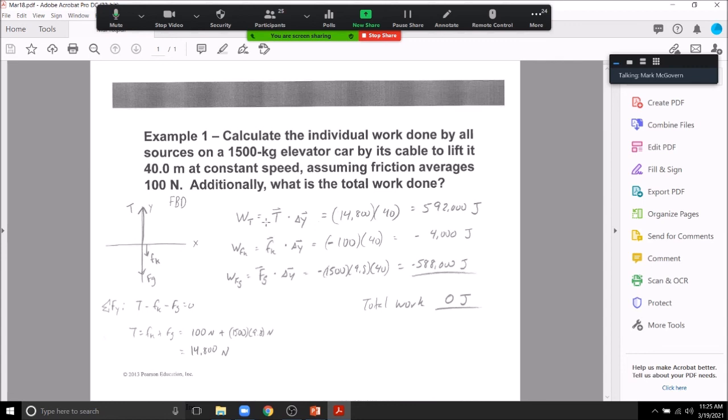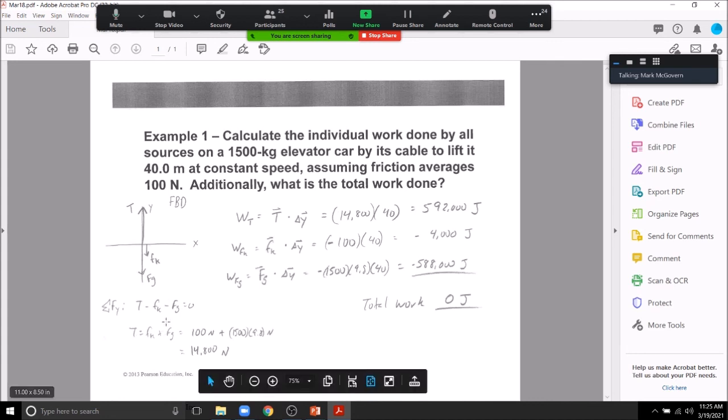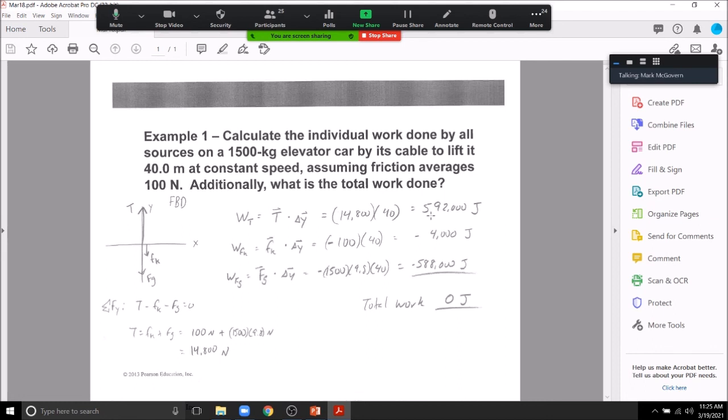For the first one, I need to know what the value of the tension is. I don't even know what it is. Now, we're moving at a constant speed. Excellent. So my Newton's second law formula would look like tension minus friction minus gravity. That means tension is equal to the sum of gravity and friction, which I got to be 14,800 newtons. I multiply that by the 40 meters of displacement, and I get a nice 592,000 joules.